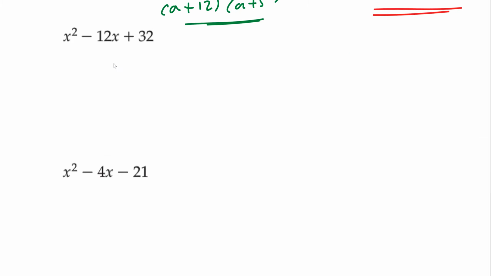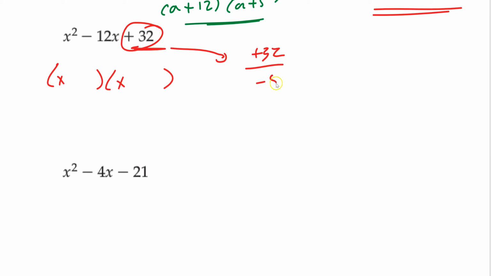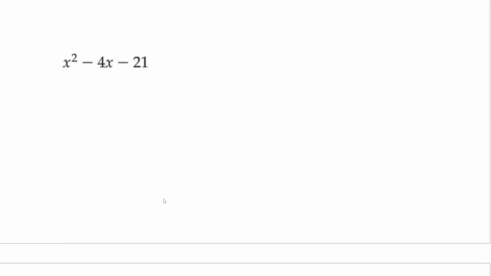If I was doing this one, I just go, okay, it has to be an x and an x. Try to find two things that multiply to get 32 but add to get 12. Sorry, they'd be the same sign. It's positive 32 and negative 12, so negative 8 and negative 4. Done. And then so on, so on.